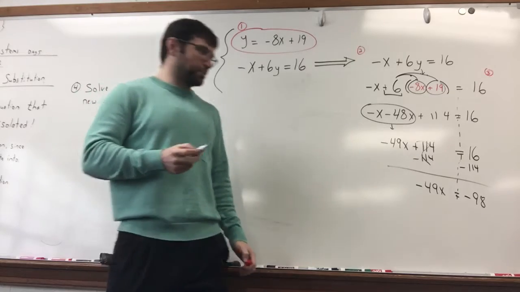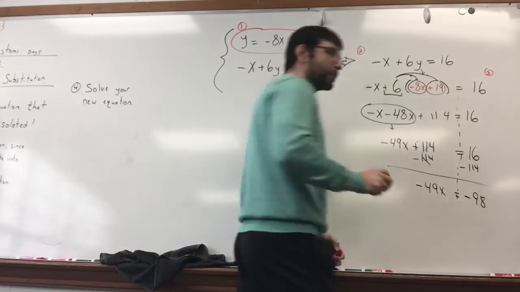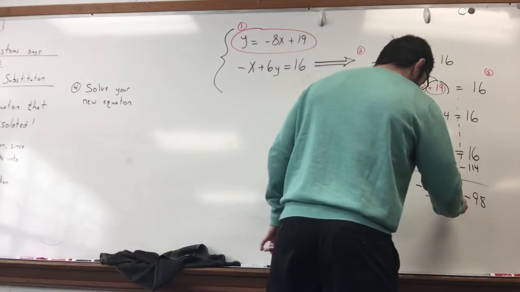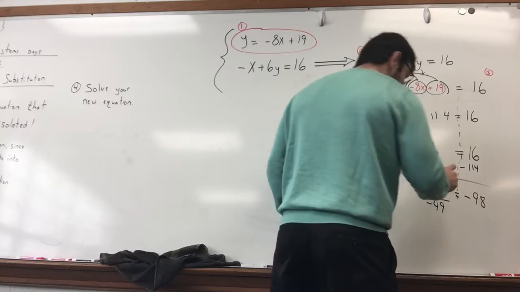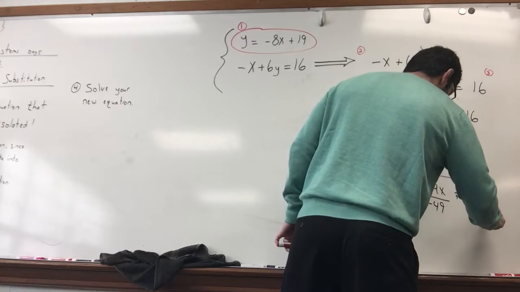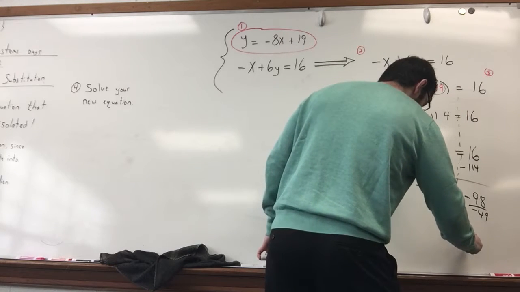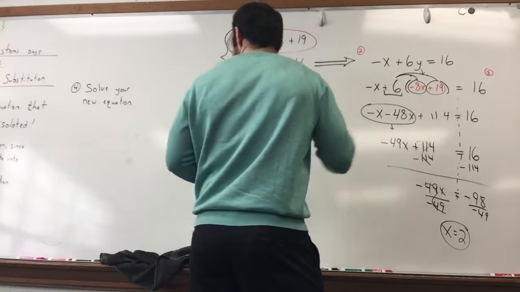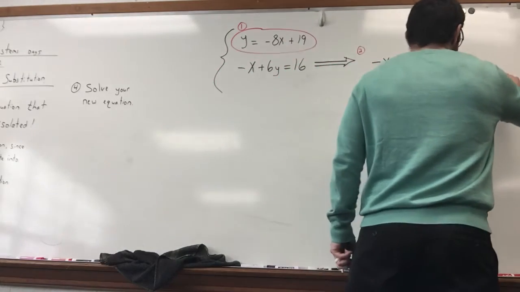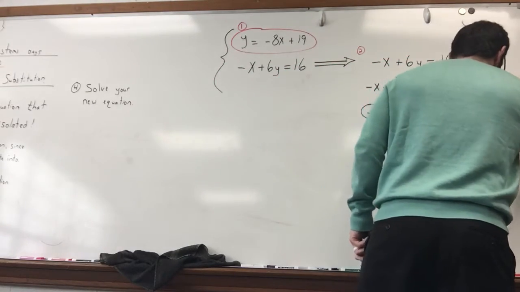Are they bigger numbers? Sure. Negative 49 multiplied by x is multiplication, so we have to use the inverse, which is division. So I divide by negative 49. That leaves me x equals 2. And that, all of this, is step 4.